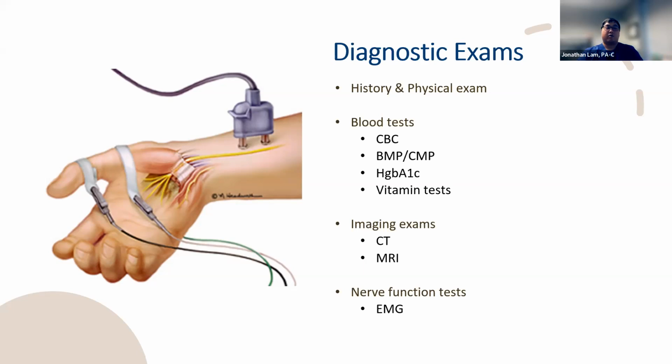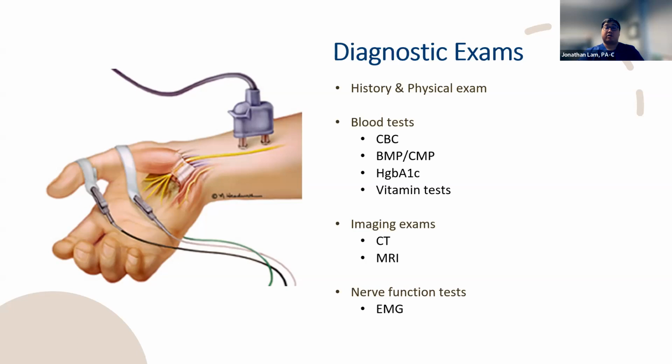And then we might have some providers run some vitamin tests. Every now and then a vitamin deficiency can also be the cause of these neuropathic pain episodes. Something you might see that we do here a lot is that we order imaging exams. These include CTs, MRIs, and even X-rays.